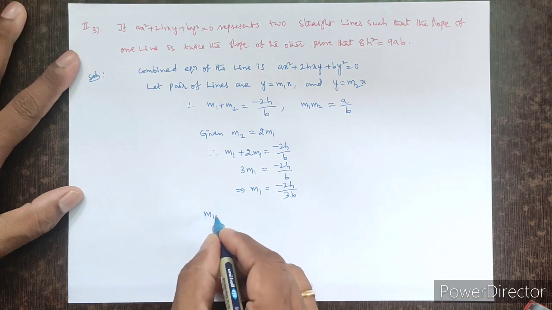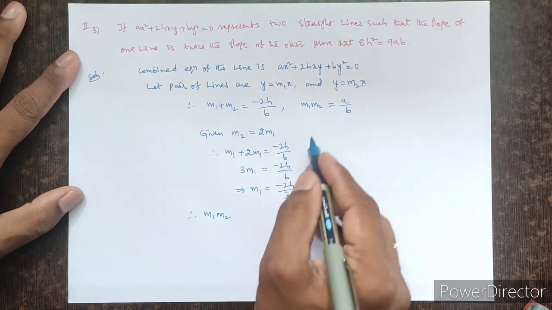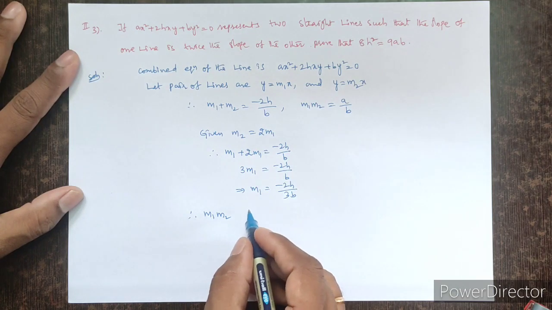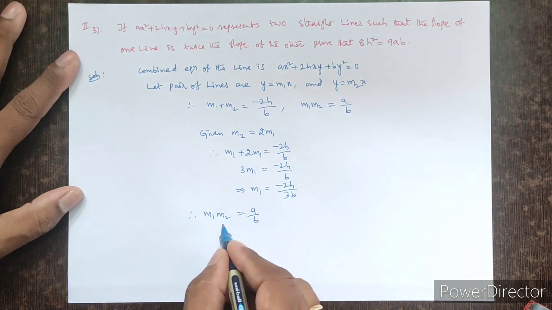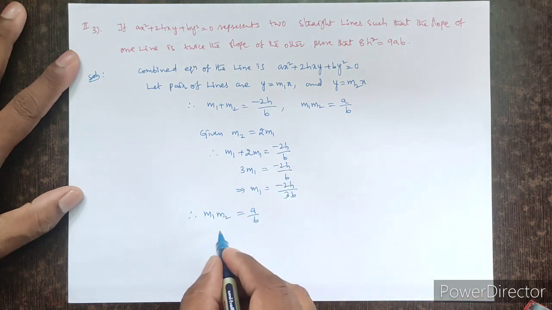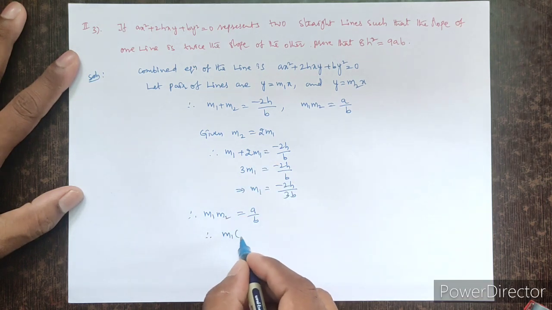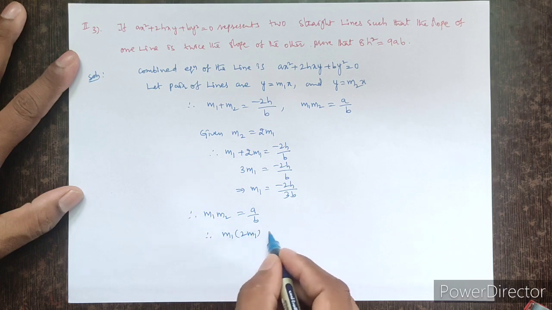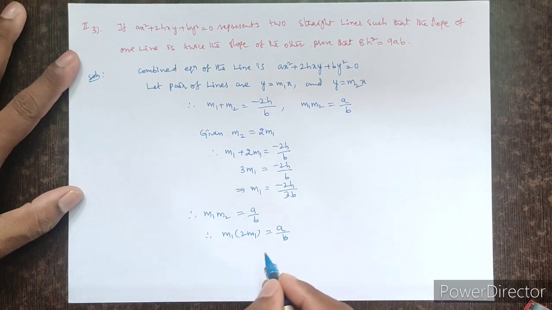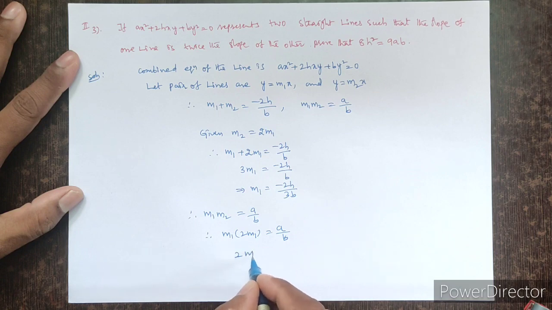Product. Therefore, what is the product? Already the product is nothing but a by b. m1 m2 equal to a by b. You can substitute m2 with 2m1. Therefore, m1 into 2m1 equal to a by b. This is 2m1 square equal to a by b, so m1 square equal to a by 2b.